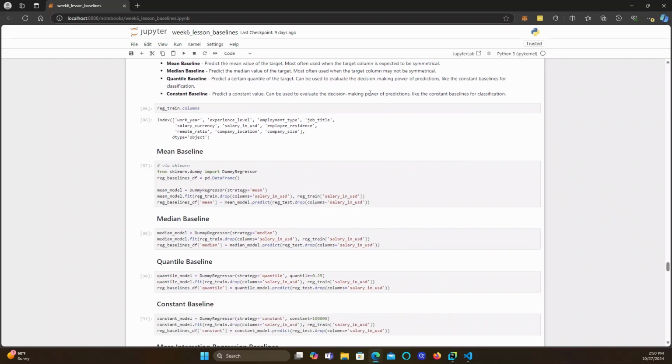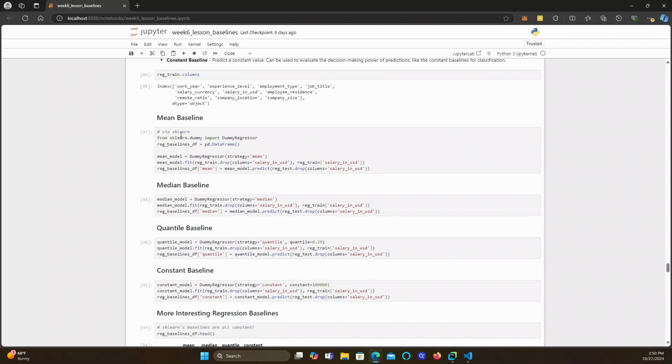Like, what if we just predict that all data scientists get paid $100,000? What would that do to our decision-making process further down the line? All right. Now here, we're not doing any of these by hand. We're just using the dummy regressor.